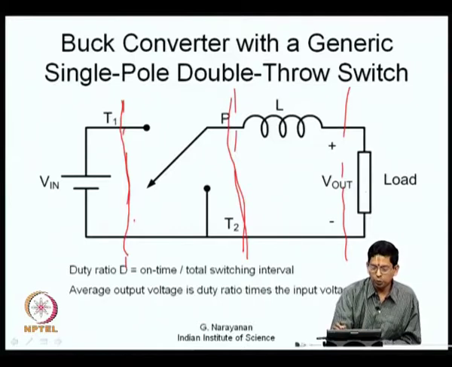Now, what is the output voltage here? It depends on the duty ratio D. Let us say this pole P is connected to throw T1 for some time that is called the on time, and it is connected to T2 for the remaining time that is called off time now. So, the duty ratio D is on time divided by the total switching interval now, and whatever average output voltage you have is the duty ratio times the input voltage, the product of duty ratio and the input voltage, that will be your average output voltage now.